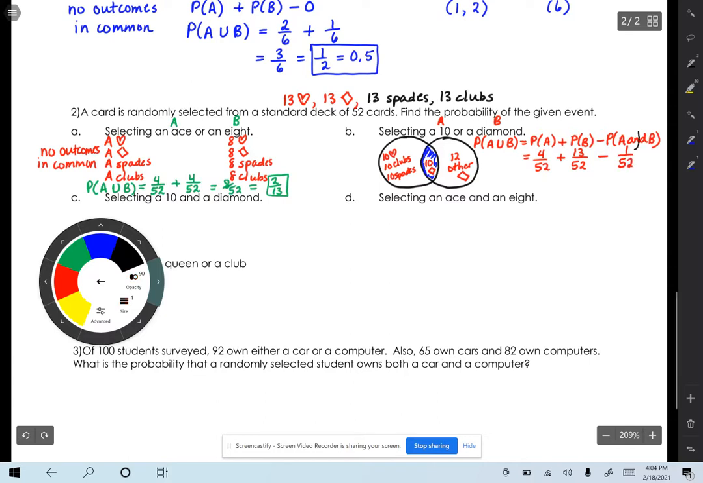So this is the 10 of diamonds. Okay. And so combining those numerators, so you have 17 minus 1, you have 16 out of 52, which reduces to 4/13.